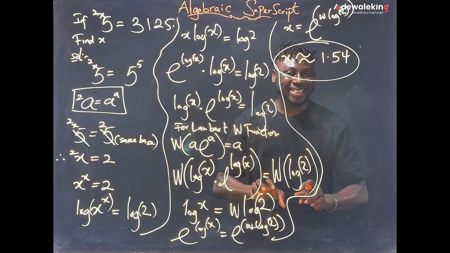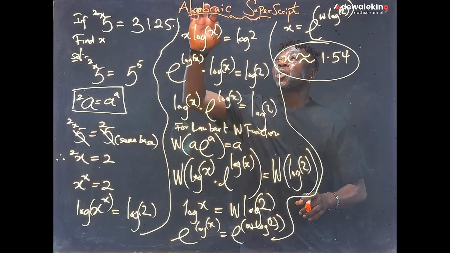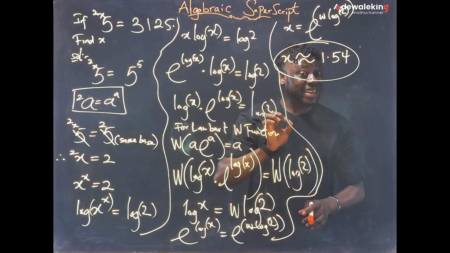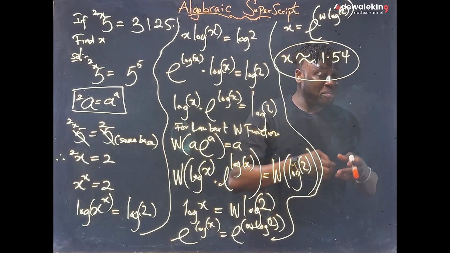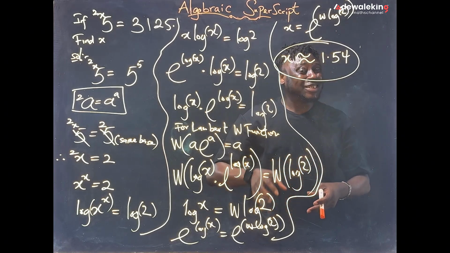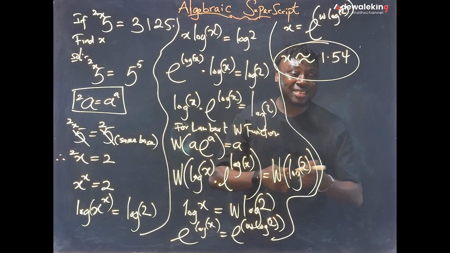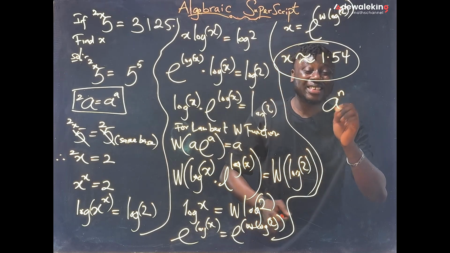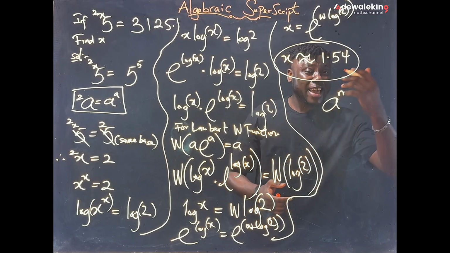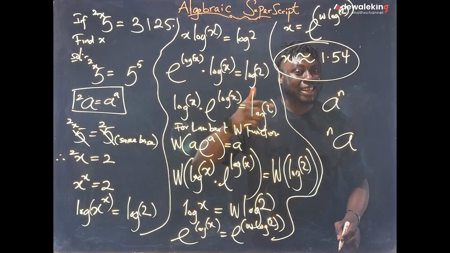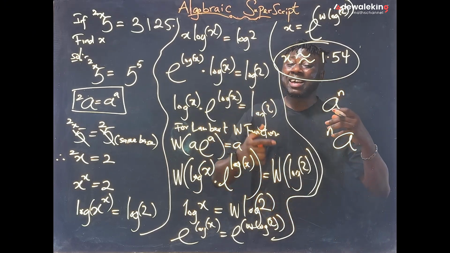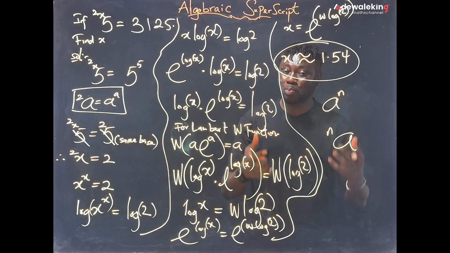One important thing you should know about algebraic superscript is that it can be expressed as an exponent of a base or a tetration of a base. That is, a raised to power n is expressed as an exponent, while this is expressed as tetration. This and this are the same thing as superscript.